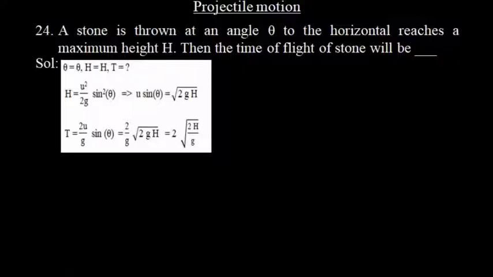Then we write the formula for T. The time of flight is given by 2U sin theta by G. There we get 2 by G into, instead of U sin theta, we substitute root of 2GH. That is, we get 2 into root of 2H by G. This is the value of time of flight in terms of maximum height. Okay.